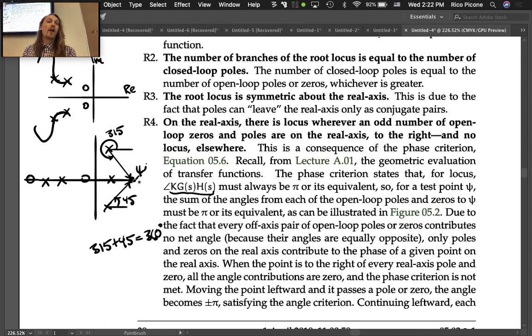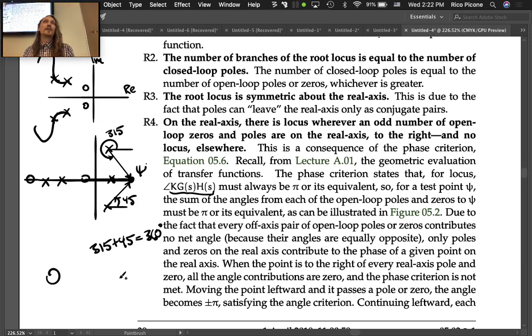If you're right of all of the poles and zeros, they all have the same zero contribution, right? The angle of the vector drawn from here to there is 0. The angle drawn from there to there is 0. So you add up zeros, and then you add up things that just cancel each other. So if you're right of any of these poles and zeros on the real axis, you have no locus because your total angle is 0 when you add up all those angle contributions.